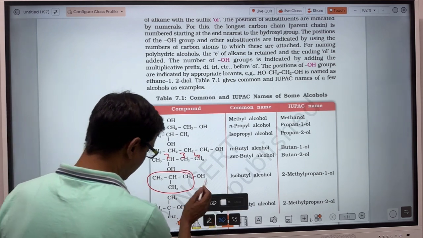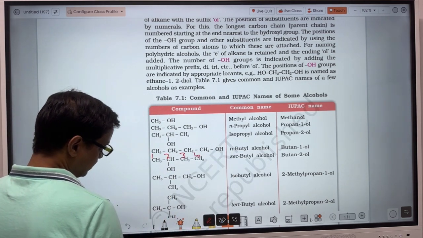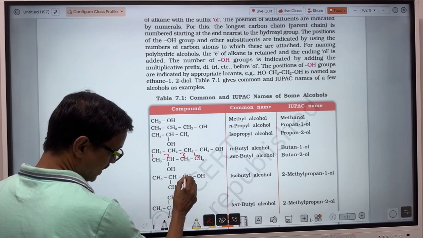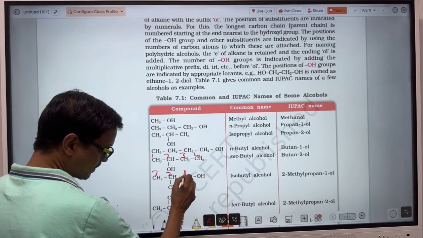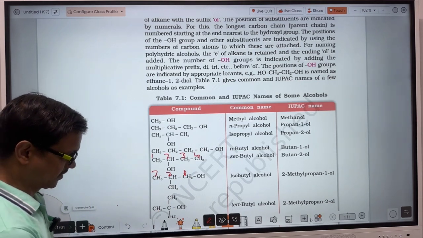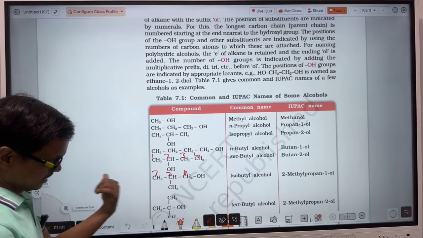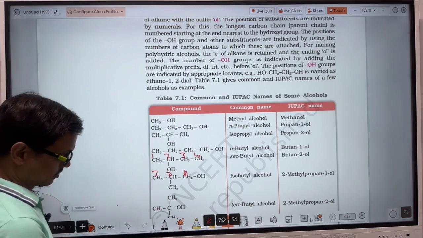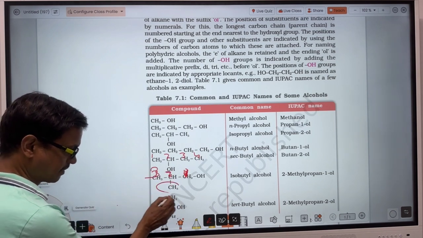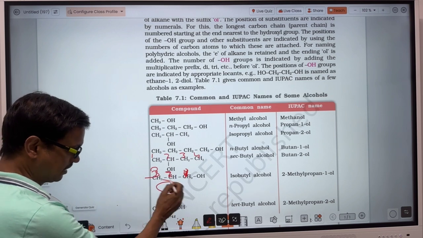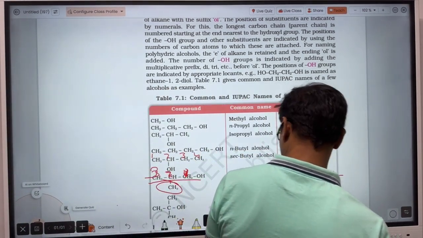And when we have to write the IUPAC name, obviously you have to do the numbering first. So the main chain will be 1, 2, 3. This carbon must be included in the main chain, and then from here you proceed to the most lengthy carbon chain. So 1, 2, 3. Here is a methyl, so it will be 2-methyl propane 1-ol.